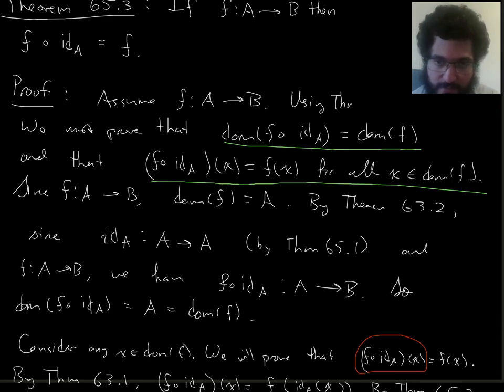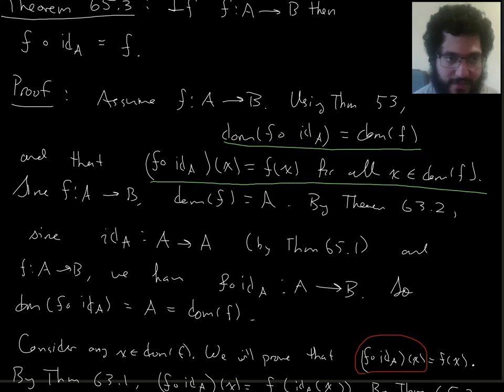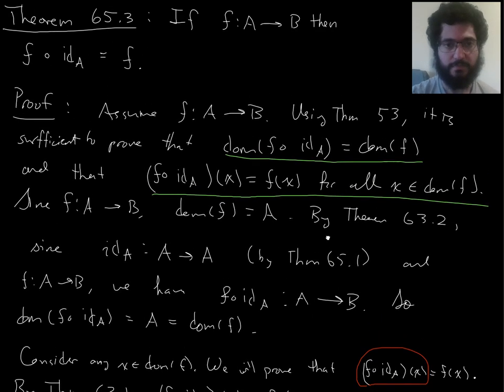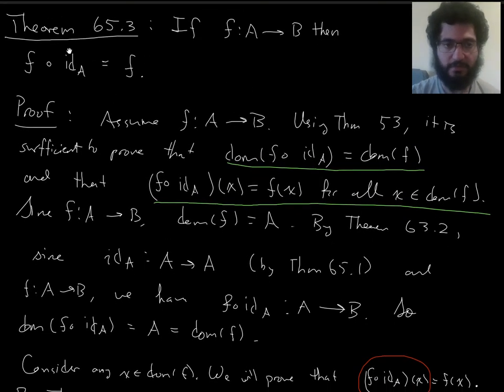Using Theorem 53, it is sufficient to prove that these two things hold. It is sufficient to prove these. Okay, and then we did prove them, and so we are done. So there's the identity function. It's an identity not for addition like 0 is, or for multiplication like 1 is. It's an identity for composition.